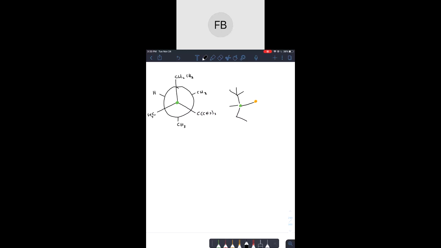For the orange one, Mubaraka, what should I draw there? CH2, and then a tert... CH3. Is this CH2? Yeah, CH3, and then again CH3. Two CH3s. Okay. So that's our bond line structure.